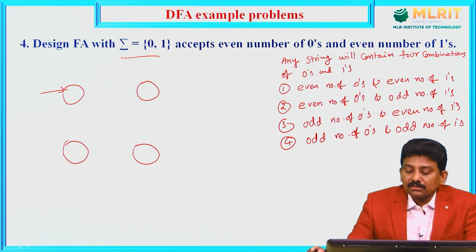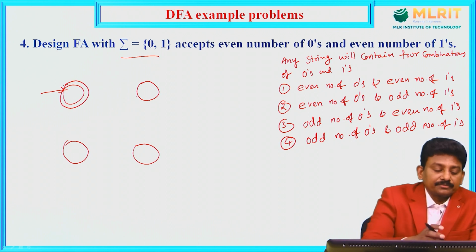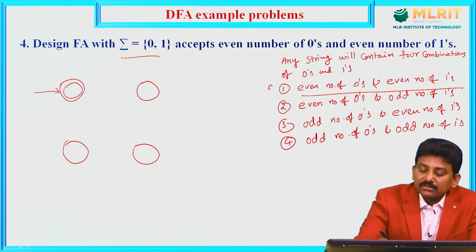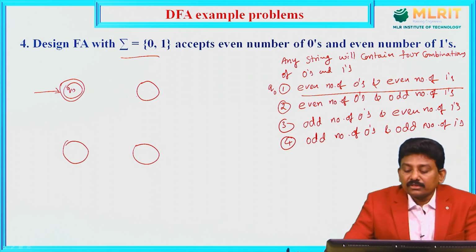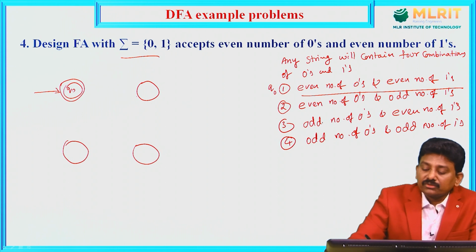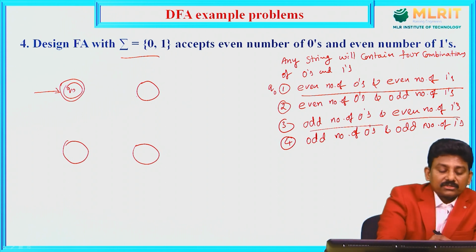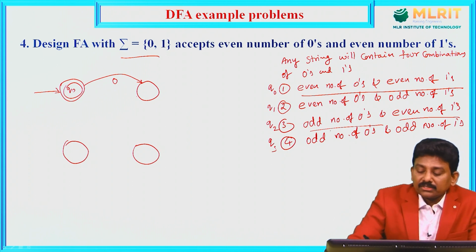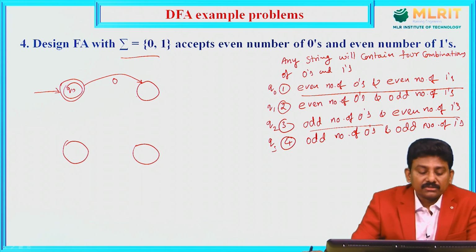The initial state is where the machine stays when no symbol has been read, so 0 zeros and 0 ones. That is the initial state as well as the final state. This is even number of zeros and even number of ones, this is Q0. Suppose you read 0 in Q0, it becomes odd number of zeros and even number of ones. That means the first symbol is 0, that is the Q2 state. This is Q1, this is Q3. So if you read 0 in Q0, zeros become odd and ones stay even, so Q2.